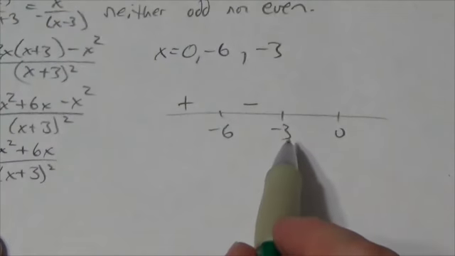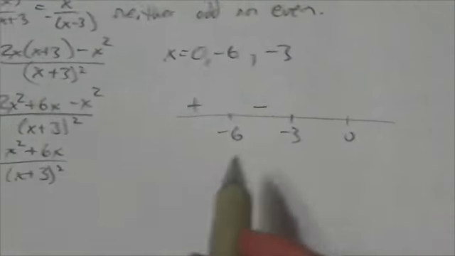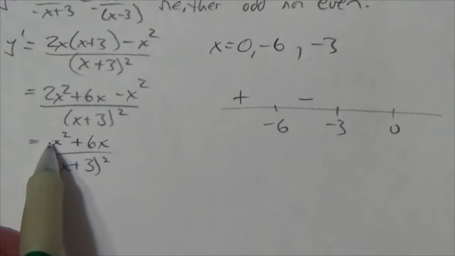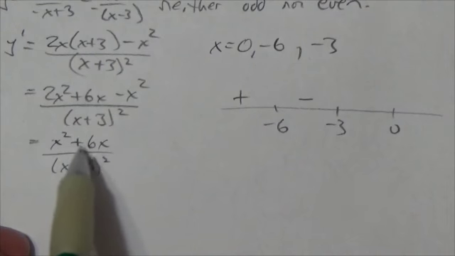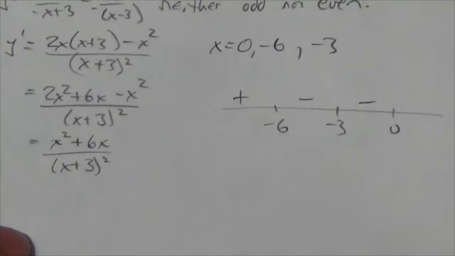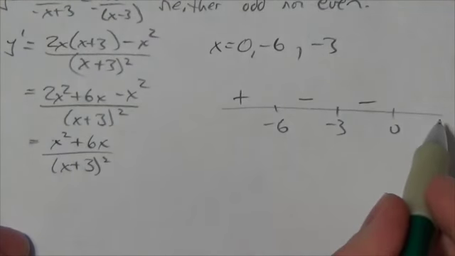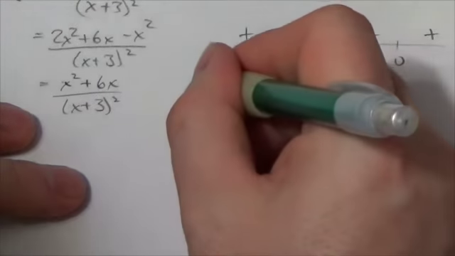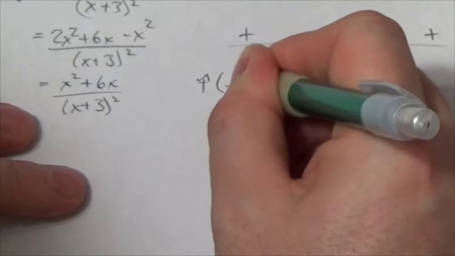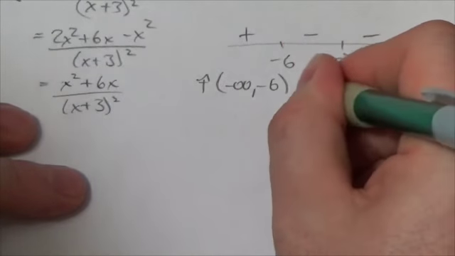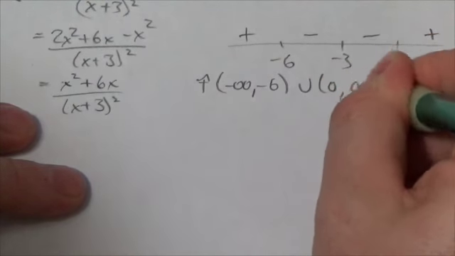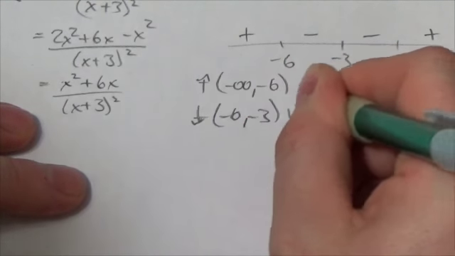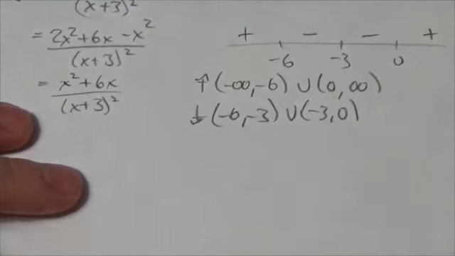If you pick a number between negative 3 and 0, like negative 1, again, the denominator stays positive, but negative 1 squared is going to be 1, and that's going to be negative there as well. And if you choose a number bigger than 0, like positive 1, then everything here becomes positive. So this thing is increasing on negative infinity to negative 6, union 0 out to infinity, and decreasing on negative 6 to negative 3, union negative 3 to 0.